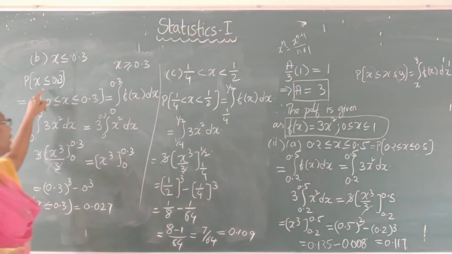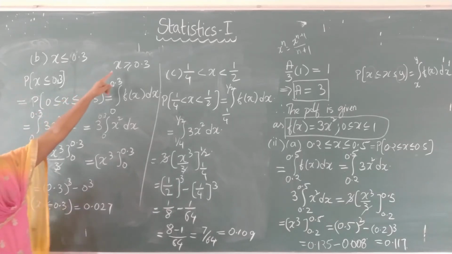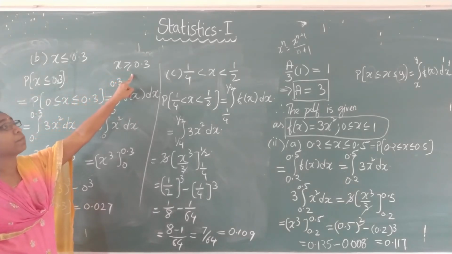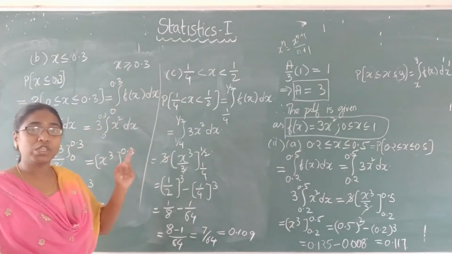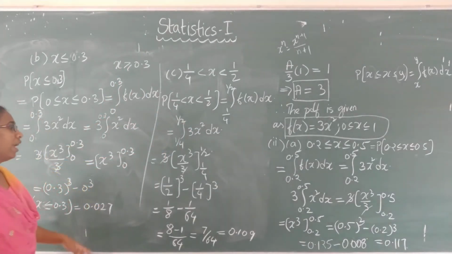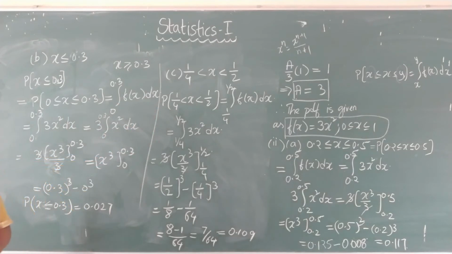Suppose you have something like x less than or equal to 0.3, it means the upper limit will be 0.3, and the lower limit will be the limit which is given in the PDF. If they ask x greater than or equal to 0.3, this will be the lower limit and the upper limit will be the upper limit which is given in the question itself. And instead of decimals, if you have fraction values also, you will be following the same procedure. So this is the first question. Now we will find out the next problem.